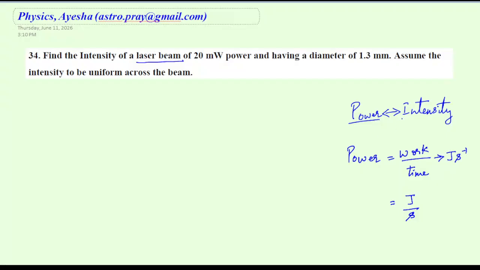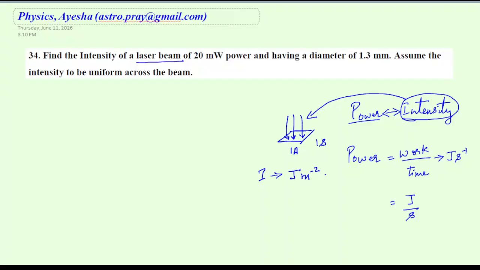Now, what is intensity? Intensity is nothing but the energy incident on a unit area in 1 second. Like how much energy is being incident on a unit area in 1 second. The area is 1 unit and the time is also 1 second. So the units of intensity can be written as joules per meter square per second, isn't it?